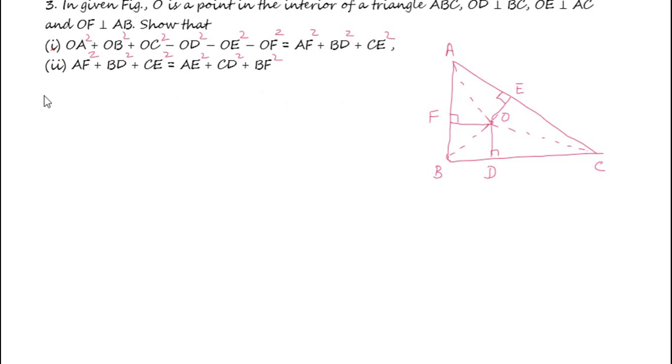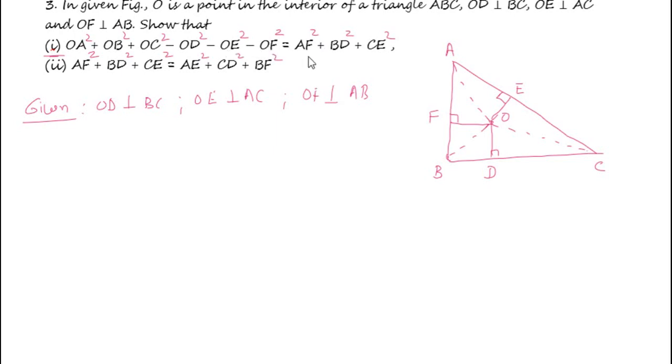So what is given here is OD is perpendicular to BC, OE is perpendicular to AC, and OF is perpendicular to AB. To prove: OA square plus OB square plus OC square minus OD square minus OE square minus OF square equals AF square plus BD square plus CE square.